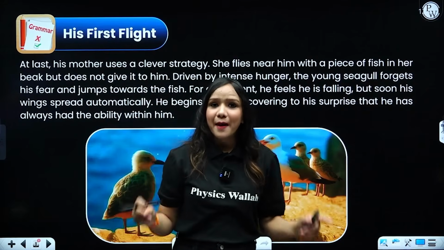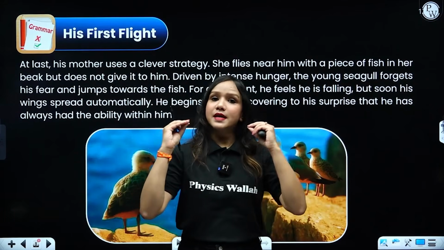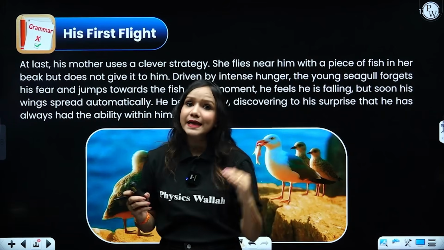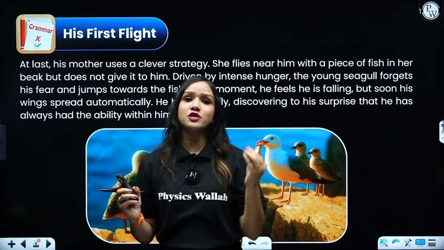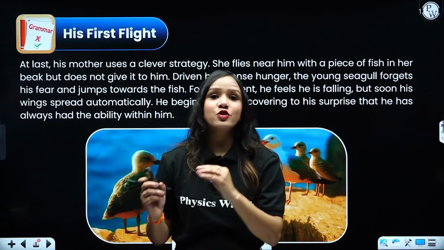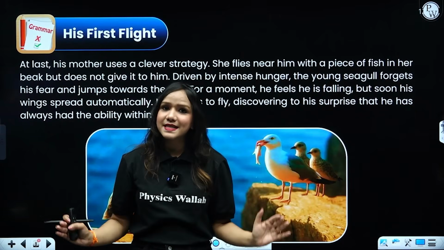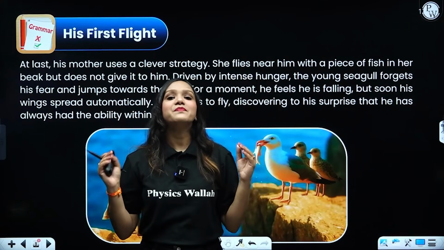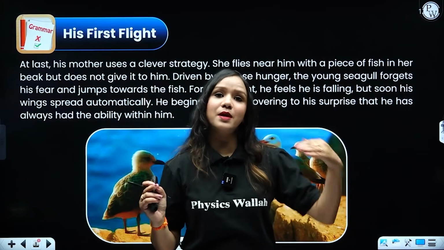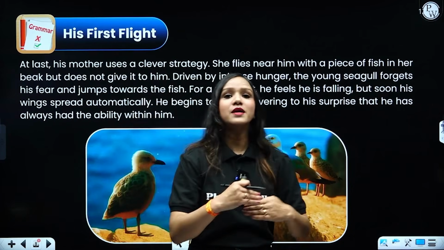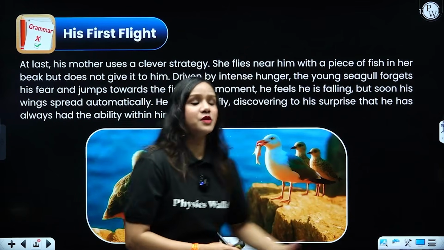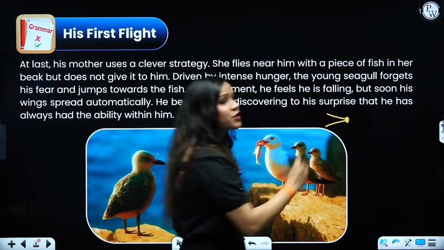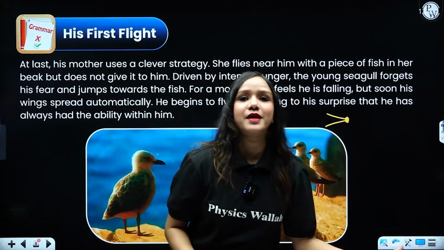What happens all of a sudden? The moment his mother carried that piece of fish in her beak and she tried to fly towards him, she tried to come closer to the seagull. So he did not give any single thought and he just took his flight. So in that moment, when the mother tried to come closer to him and when he tried to come on the brink this side, this was the moment he took his flight in order to catch that piece of fish.